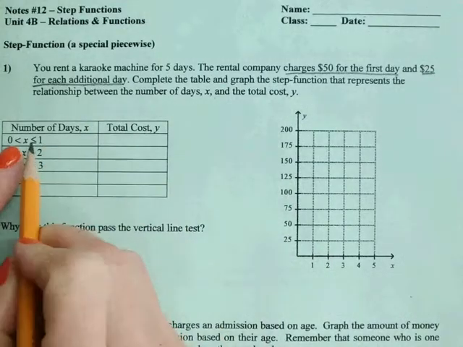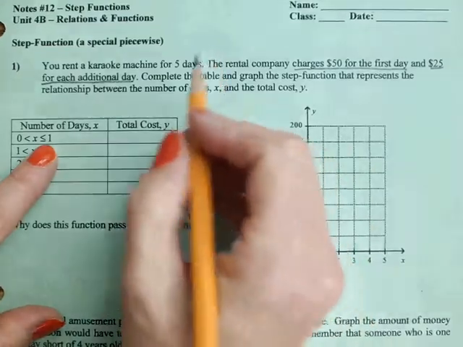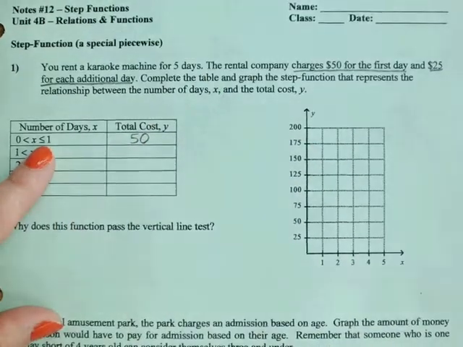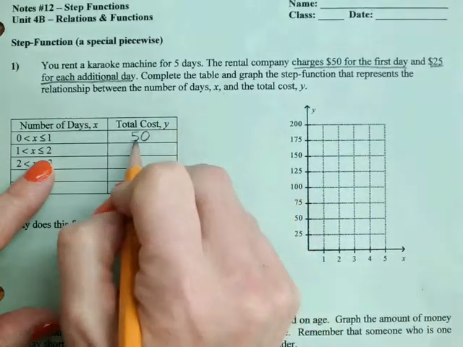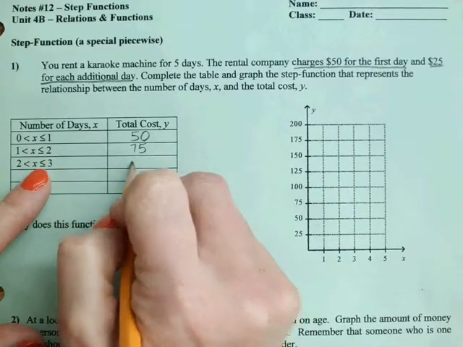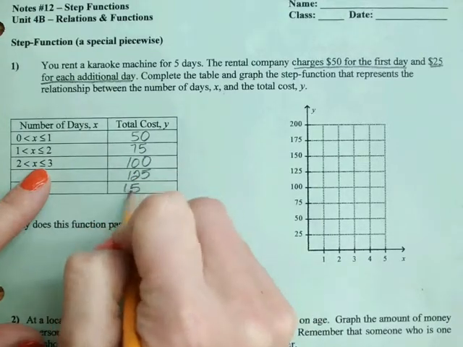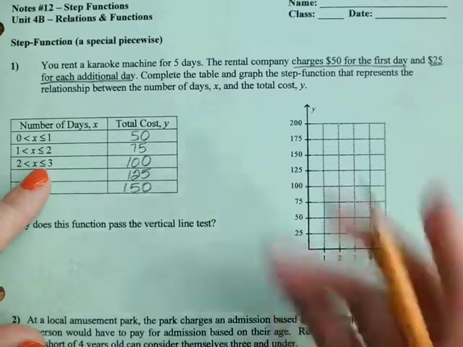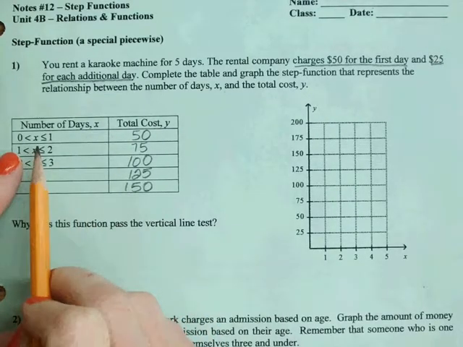So for this interval that we have, 0 to 1, any time during that first day is $50. Then each additional day after that is going to be an extra $25. So 50 plus 25 is 75. 75 plus 25 is 100, then we get 125, and then we get 150. This is interesting. We filled in our y values before we worked with our x coordinates. So let's come back and talk about our x's.